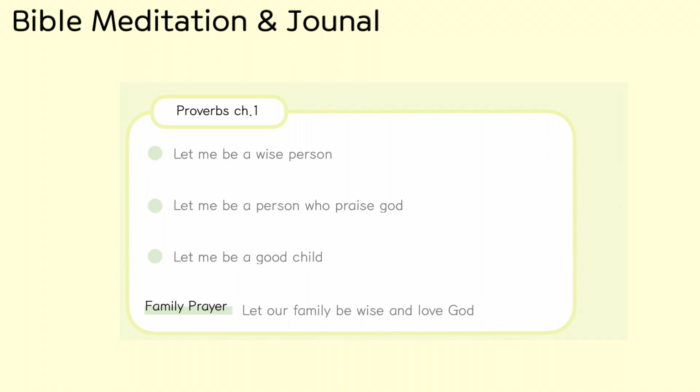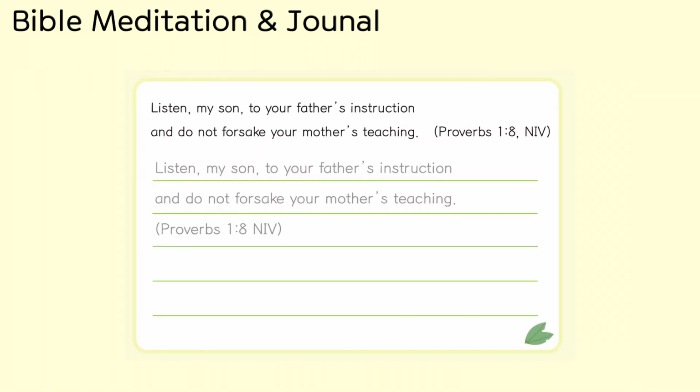For example, if Proverbs chapter 1 is written, you will read Proverbs 1 and write, "Let me be a wise person, let me be a person who praises God, let me be a good child," for your prayer topics. And for the family prayer, you could write, "Let our family be wise and love God." Please write the Bible verses in the space below like this.